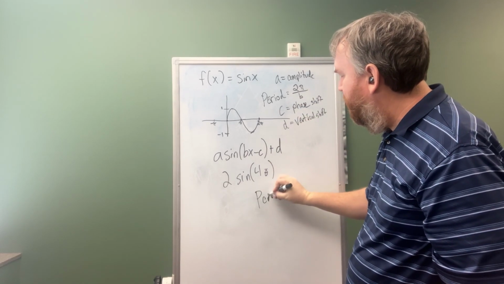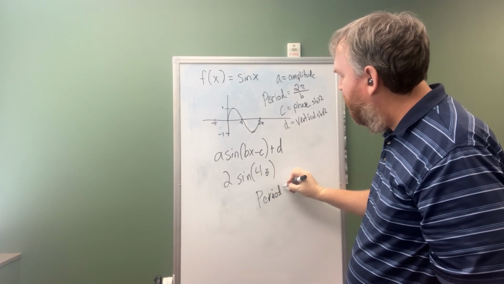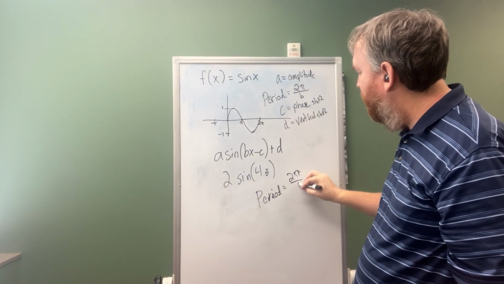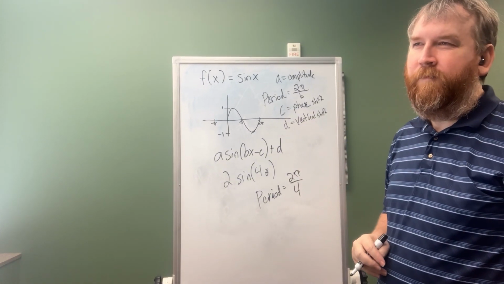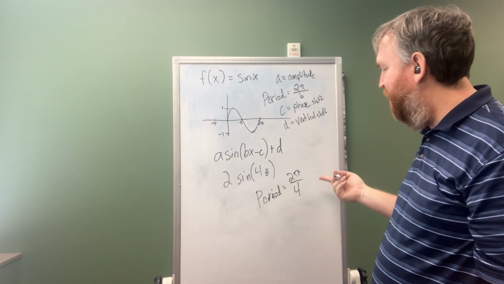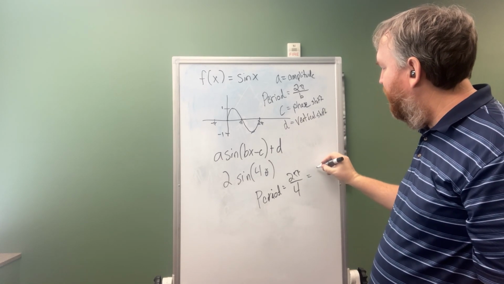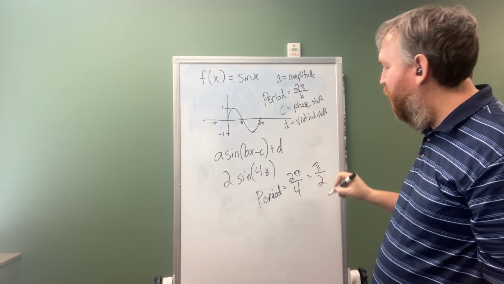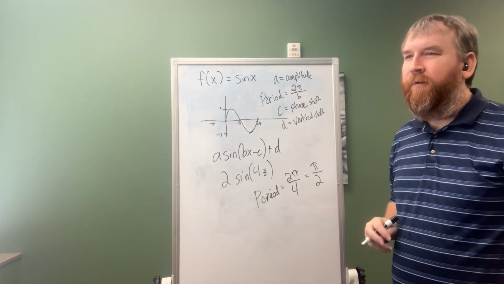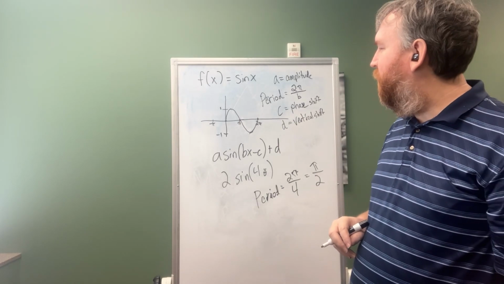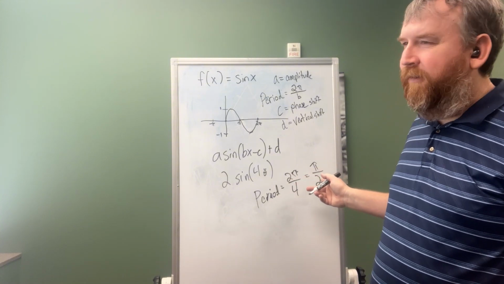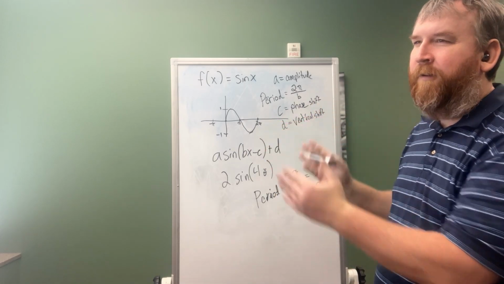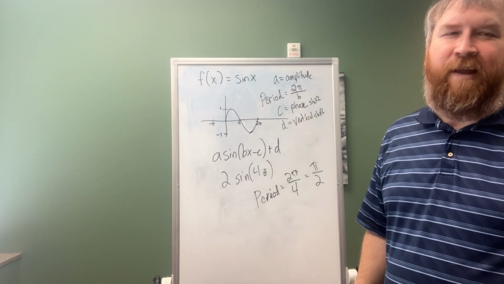So period is just equal to 2 pi over 4. Okay? And then we can simplify that fraction in order to get 1/2 pi, or more simply, just pi over 2. So our new period is, instead of 2 pi, like it is for sine of x, it gets shrunk down to pi halves. So that's our answer.